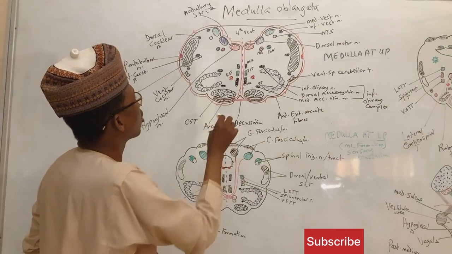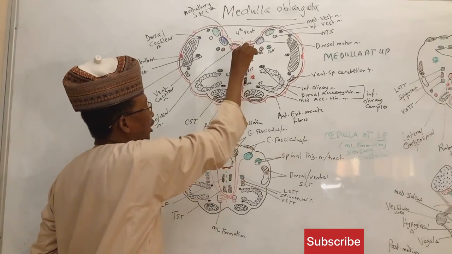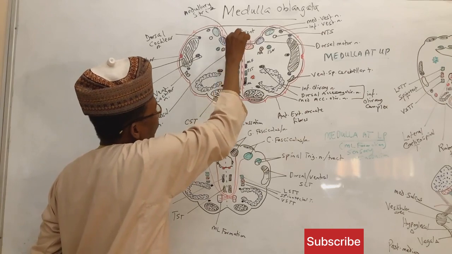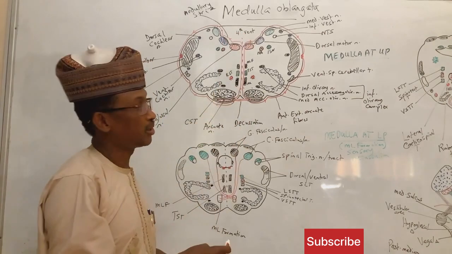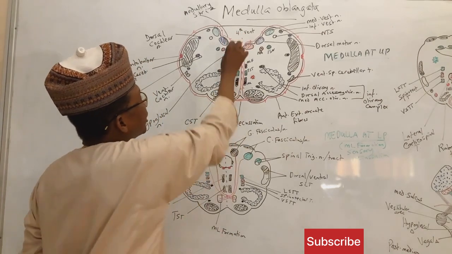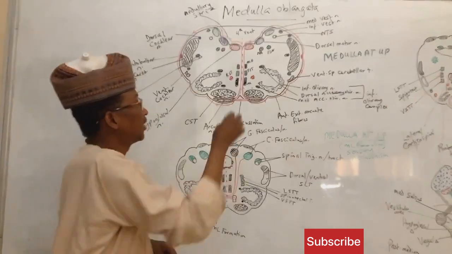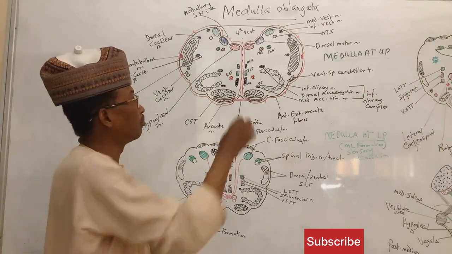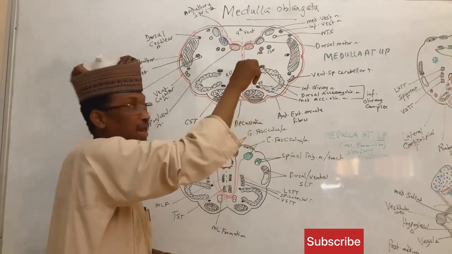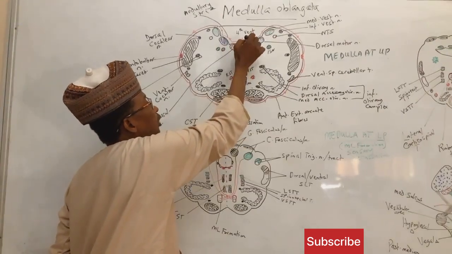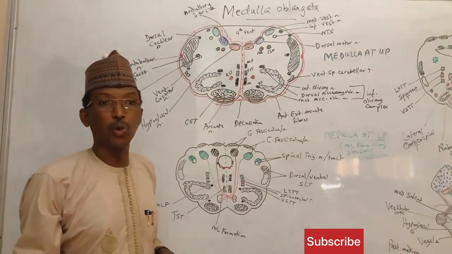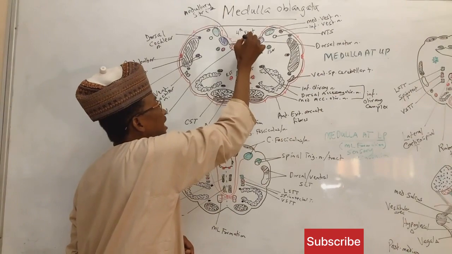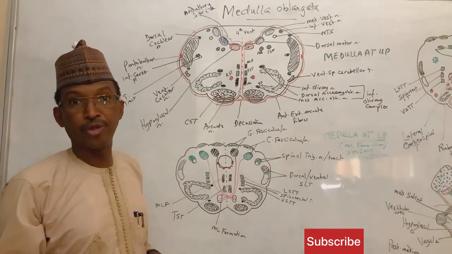So if you now go behind this medial longitudinal fasciculus, at the back side of this inner aspect of the medulla oblongata, anterior to the fourth ventricle, there are 3 sets of nuclei that are organized from medial to lateral. Are you clear? So the most medial nucleus here is what we call the hypoglossal nucleus. The hypoglossal nucleus lies anterior to the floor of the fourth ventricle.